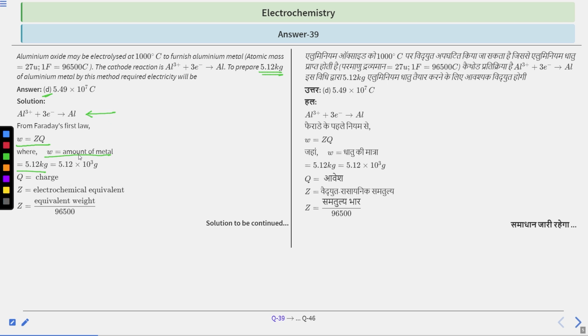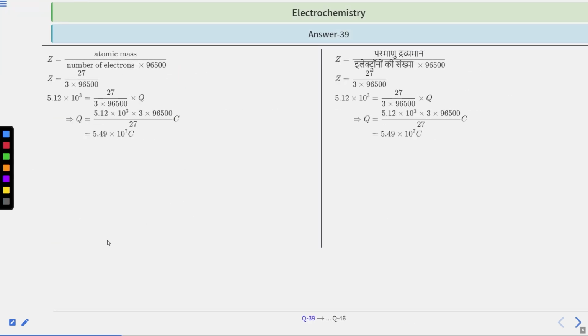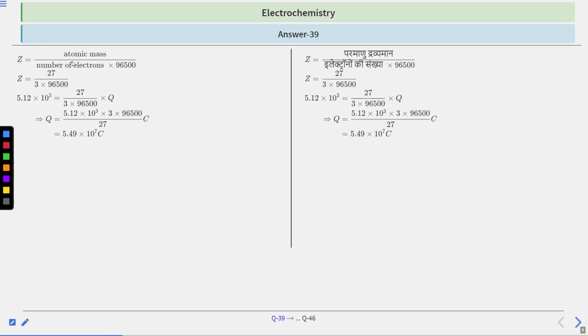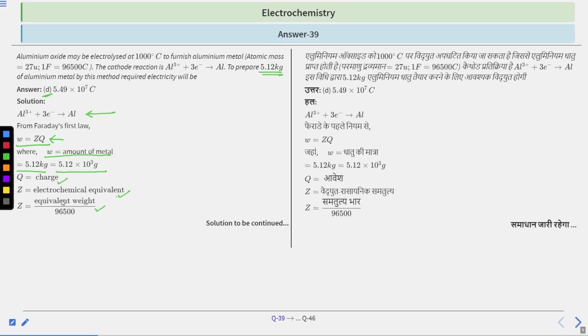We will convert it into grams. So 5.12 times 10 to the power 3 grams. In this formula, Q is charge. Z is the electrochemical equivalent, and Z is also equal to equivalent weight divided by 1 Faraday, that is 96500. Okay, now let's put the values. So Z is equal to atomic mass upon number of electrons times 96500, because we just said that Z is equivalent weight divided by 96500, right?